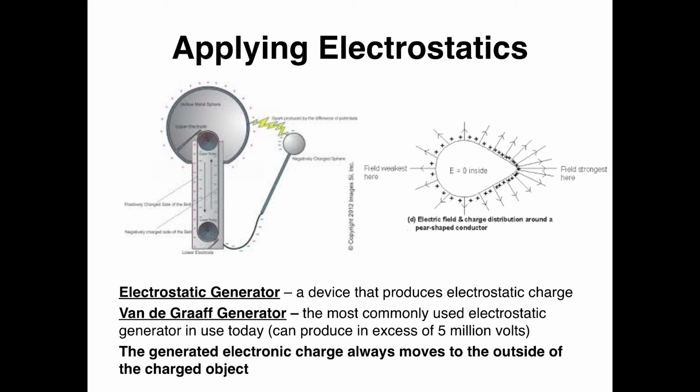The generated electric charge always moves to the outside of the charged object. Okay, so if you have an object that's hollow in the middle, the charge will move out to the periphery of the charged object, which is why it's very safe to be inside a barn during an electrical storm. If the barn is struck by lightning or in some other way is compromised, the electrical charge will move out to the walls of the barn, and you on the inside will be very safe.